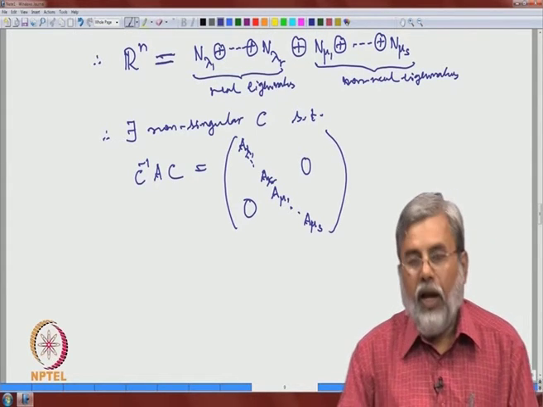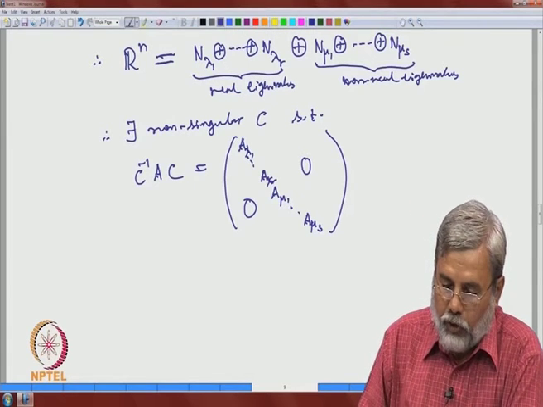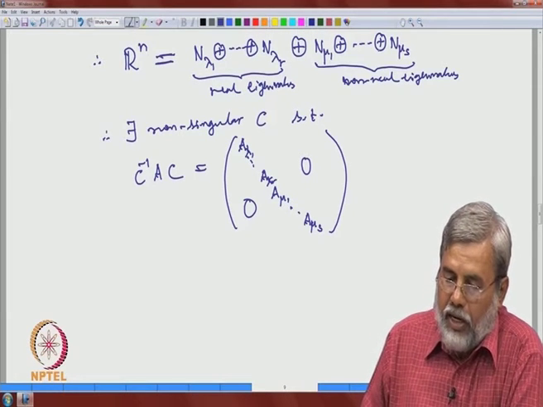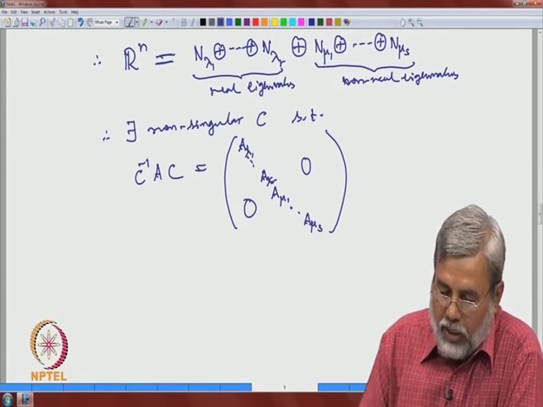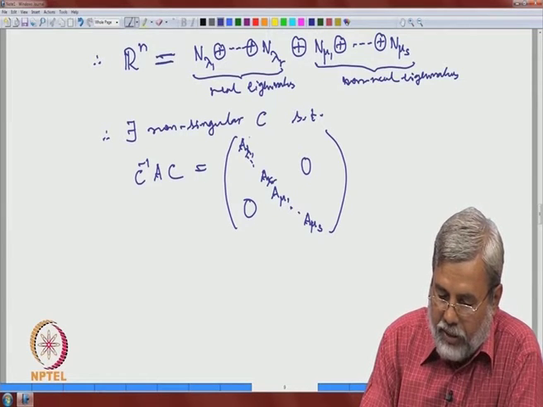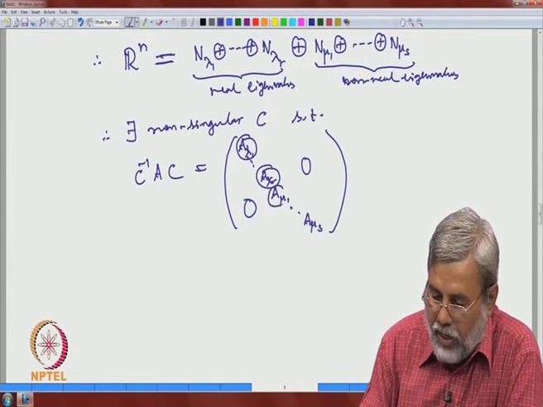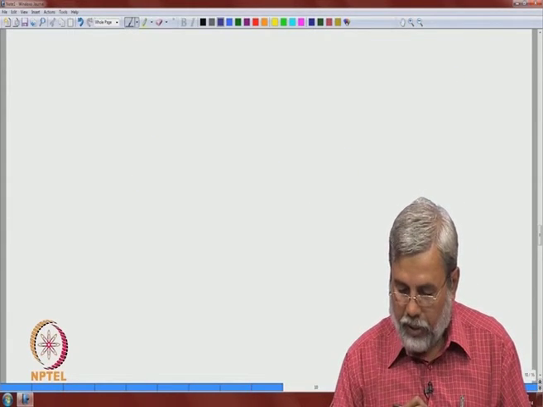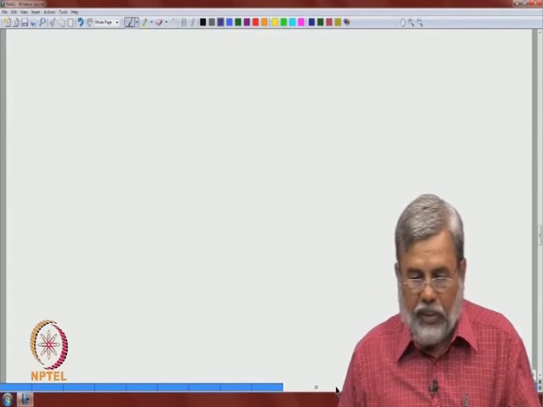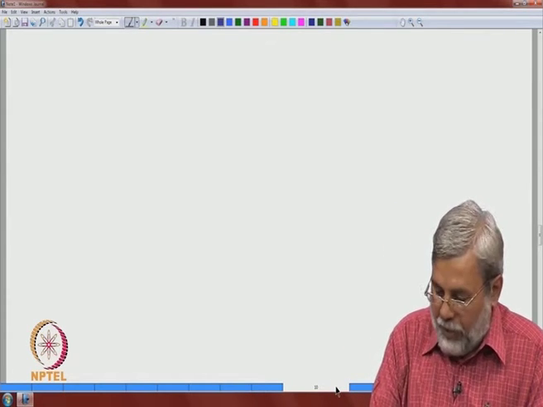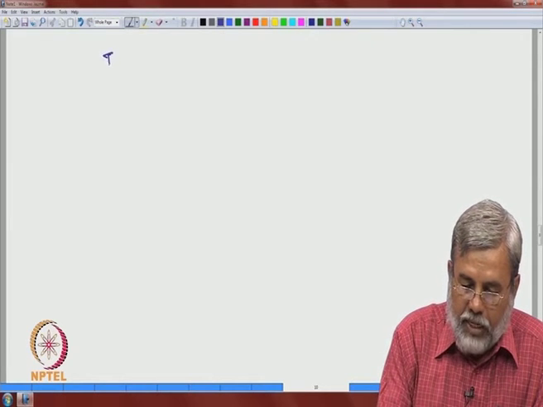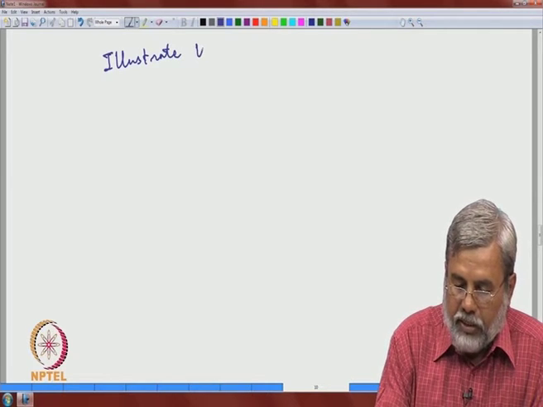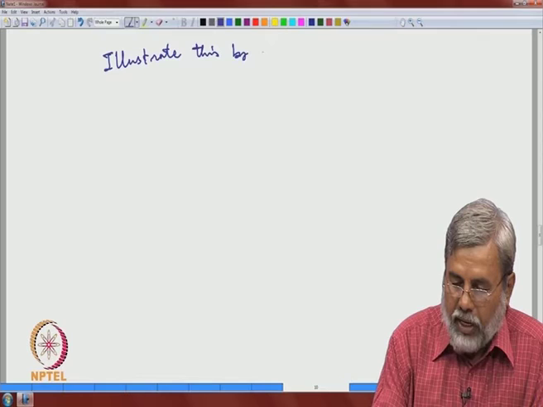Okay. And the next task is to find a suitable basis in each of these subspaces, so that these block matrices have a very simple structure. Okay. That is what we are going to do next time. So, instead of doing it for a general case, let me just illustrate it by a case. How to do that? Illustrate this by a case.